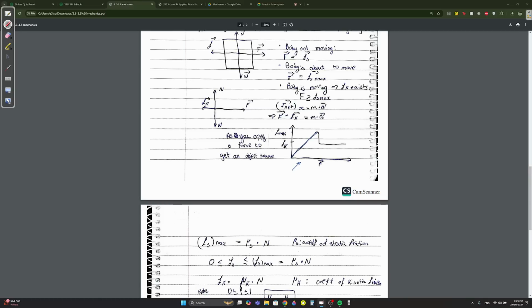Until it reaches the maximum friction, right? That's when the object starts moving, and what happens to the friction? It drops to kinetic friction. Usually, kinetic friction is lower than static friction.